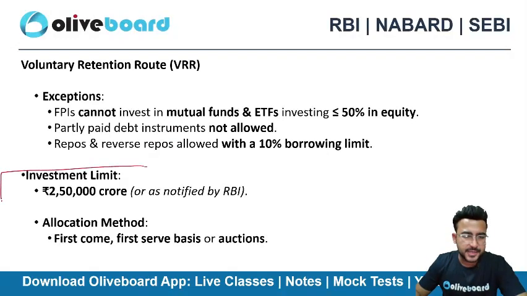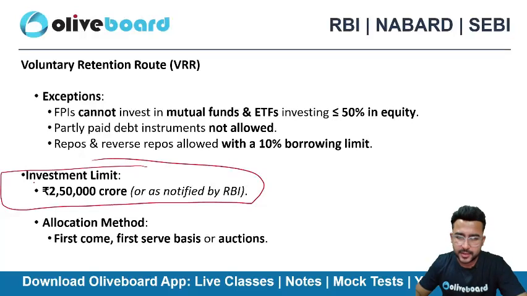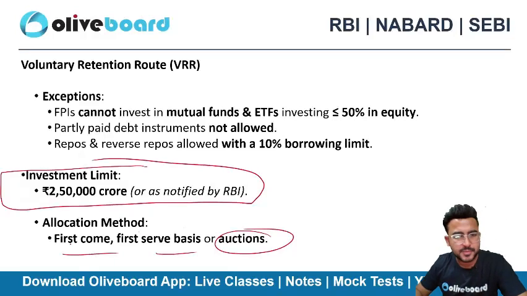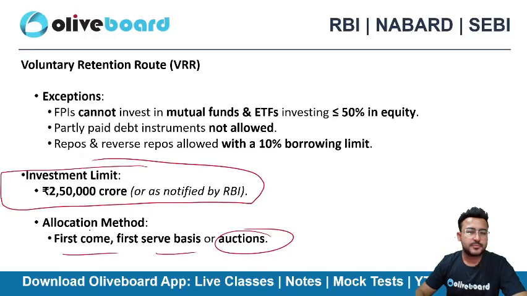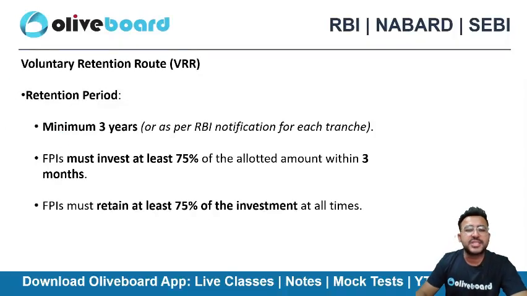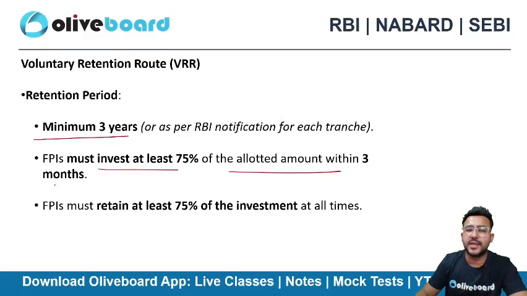First, the investment limit is 2,50,000 crore, which is notified by the RBI. Allocation method is first come first serve basis or auctions as may be prescribed. This is subject to some exceptions as well. The retention period is minimum 3 years. FPI must invest at least 75% of the allocated amount within 3 months.